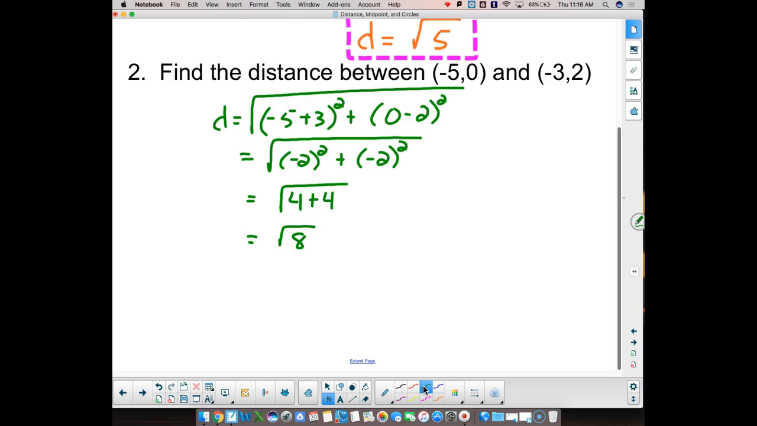Do I like the square root of 8? What do I like instead? 2 squared is a 2. Yep. So simplified radical form or simplified fractional form are always phenomenal. Yeah, buddy? Yeah, buddy. Okay.